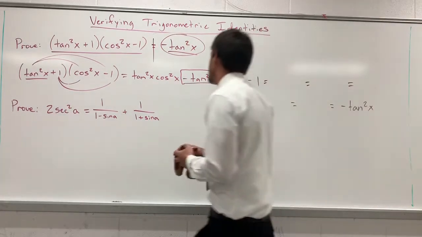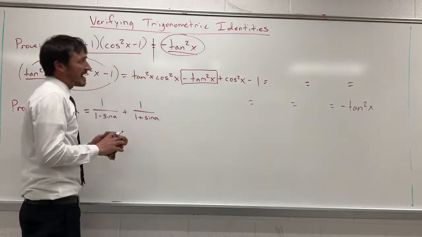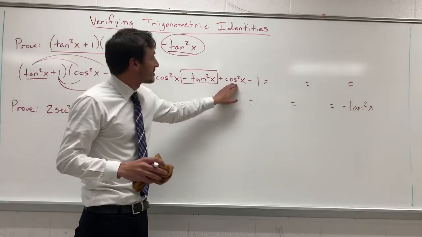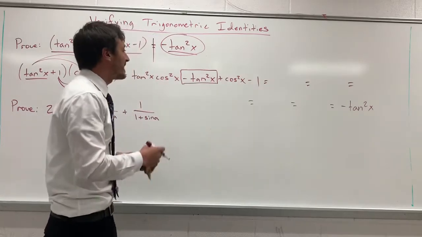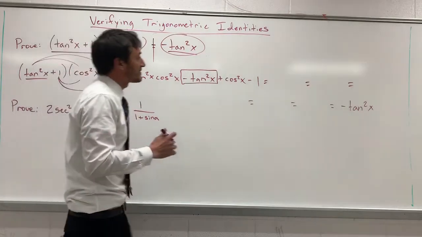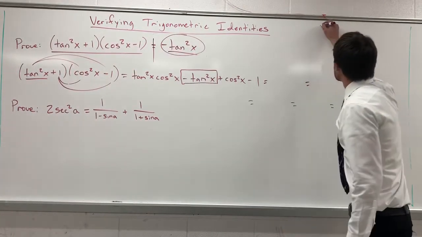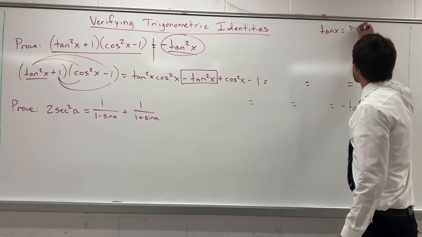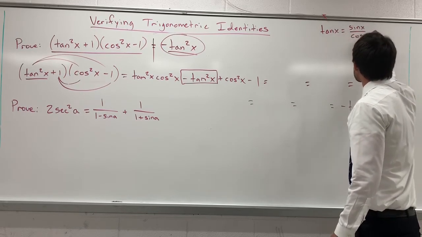If you reason through that, you would think that the tangent squared x times the cosine squared x and the negative 1 should all go away, and that is exactly what's going to happen. As in the last video, I told you the biggest identity that you're going to use is that the tangent of x is equal to sine of x over cosine of x.